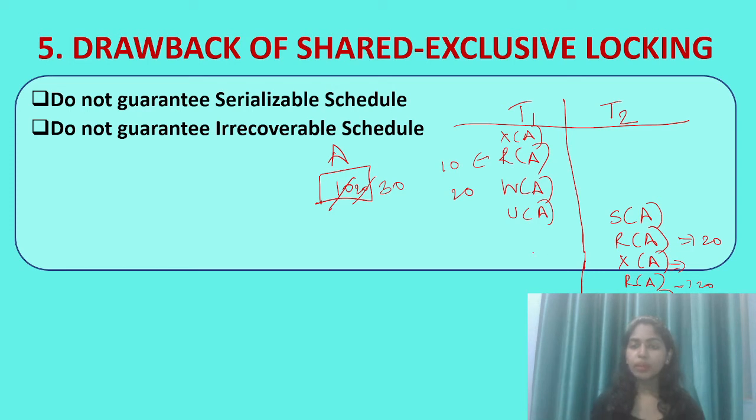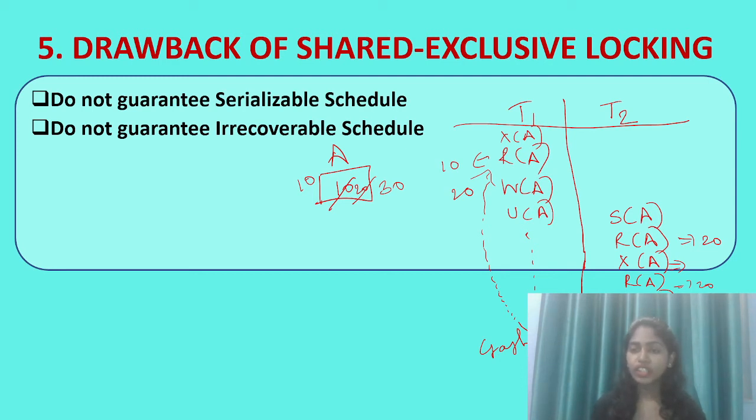Now suppose in between, till the time T2 is getting committed, something happens to this transaction T1 and it crashes. So it has to do the rollback. Go back to the starting position, where it was previously. And this transaction T2 is already committed.